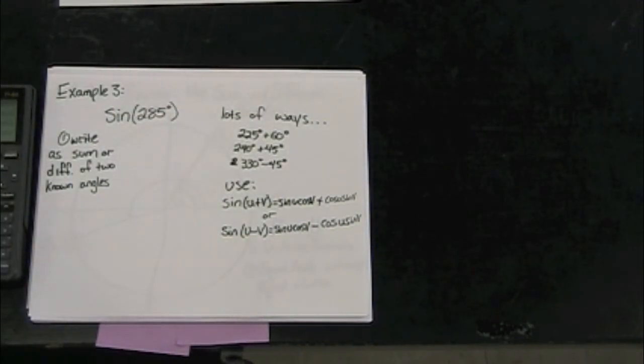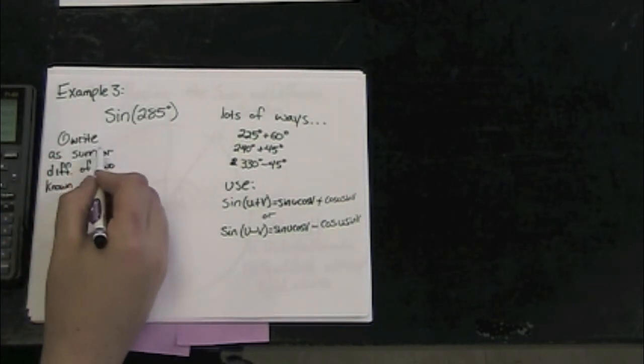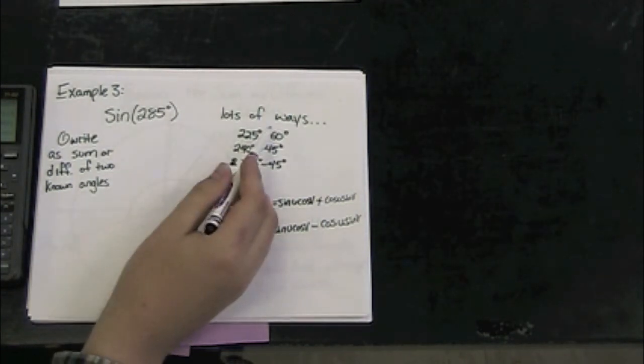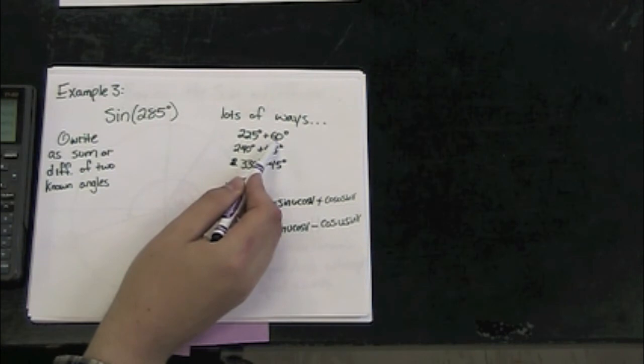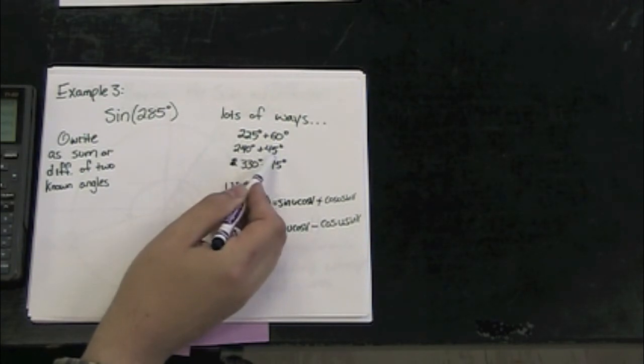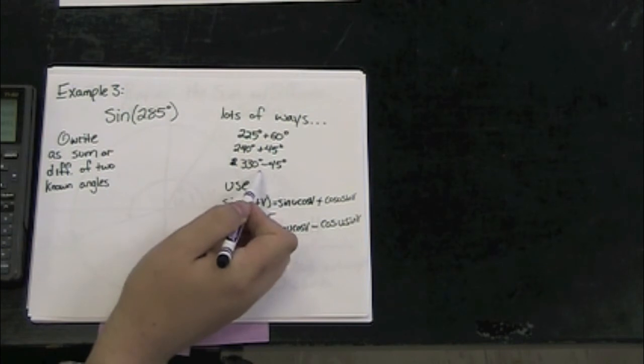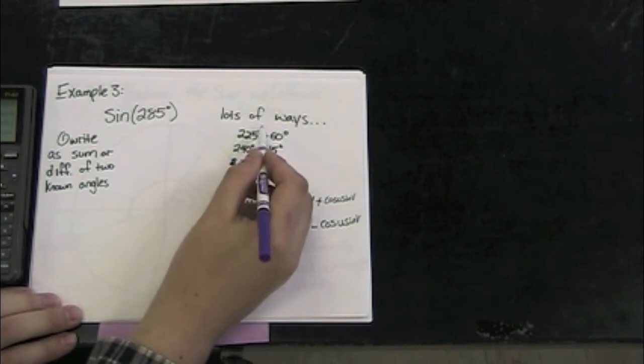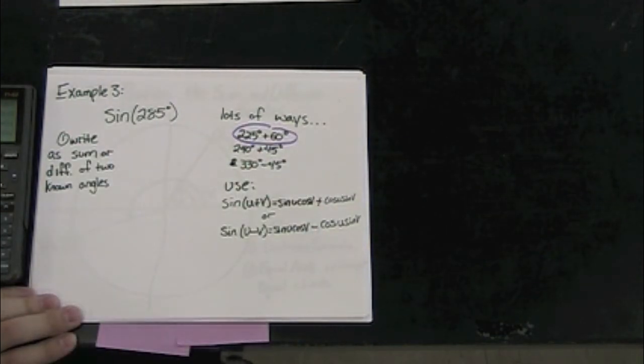To look at our last example for today, let's take a look at sine of 285 degrees. Now I know some angles that surround 285 degrees, but I don't know anything about 285. So the first thing I'm going to do is write this as the sum or difference of two known angles. There are lots of different ways I can do this, as 225 plus 60, as 240 plus 45, as 330 minus 45. It doesn't really matter which one you choose. I'm going to choose 225 plus 60.